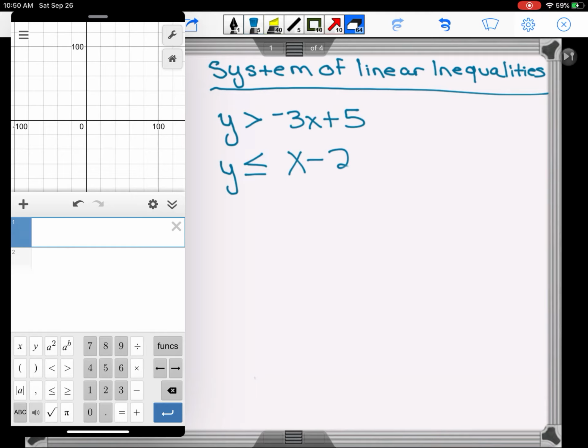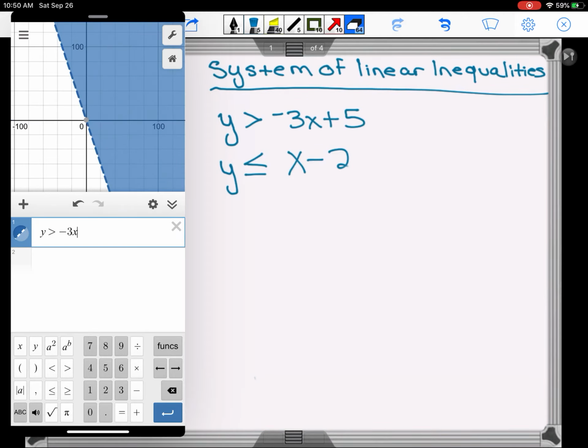So I'm going to go over here to Desmos and I'm going to type that straight in as I see it. I have y is greater than, and on your Desmos at the very bottom, you should see a keyboard icon. Click on that keyboard icon. A keyboard will come up and you will see that greater than sign. So I have y is greater than negative 3x plus 5. And you can see that Desmos is graphing that inequality.